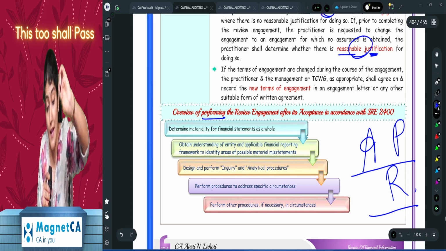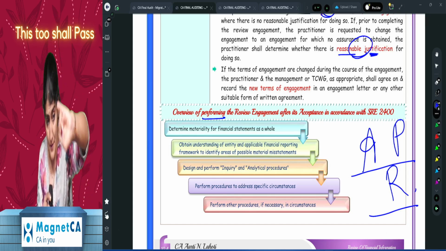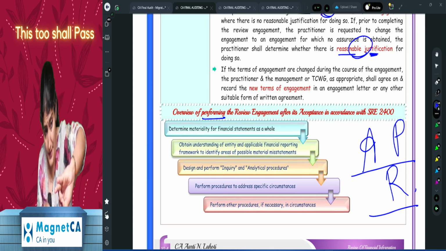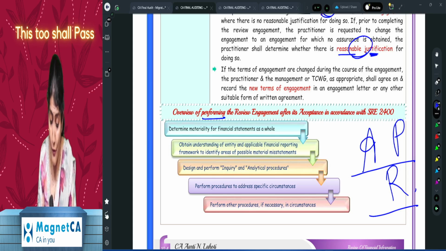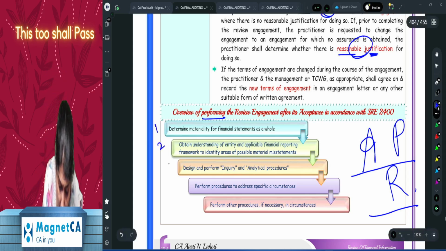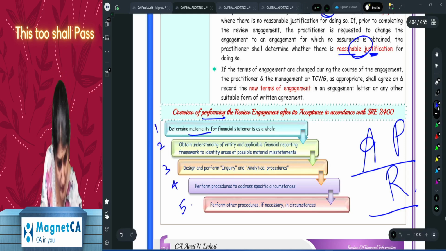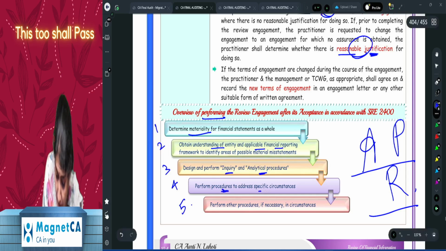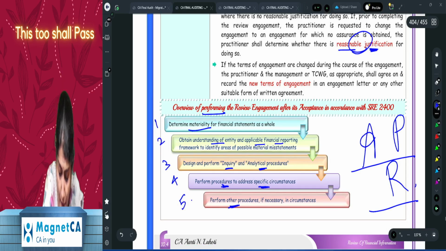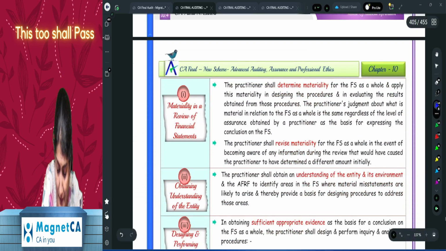So right now in acceptance, we discussed 3 points. Acceptance, continuance of client, then preconditions, then engagement letter. Now we come to the planning, performing. In the planning, performing, we have 5 points over there. What are the 5 points? Determine materiality, then understand the entity and the AFRF, then mainly perform the inquiry analytical, then perform procedures to address the specific circumstances and perform the other procedures, right? So one by one we discuss this.